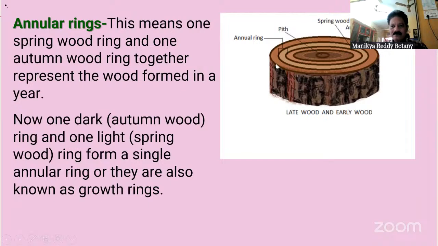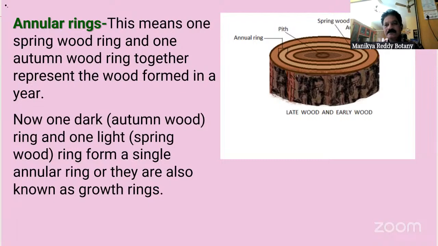That means in 1 year, two types of woods are formed in the secondary stems. At the initial stage, spring wood is formed, which is light in color. Externally, you can see the light color. When you cut the logs, you can see dark rings and light color rings alternate with each other, rings with different shades, light color shade and dark color shade.